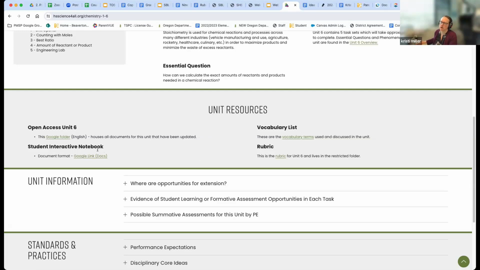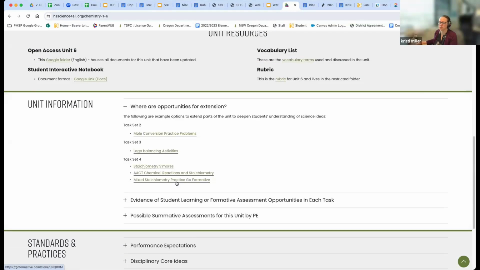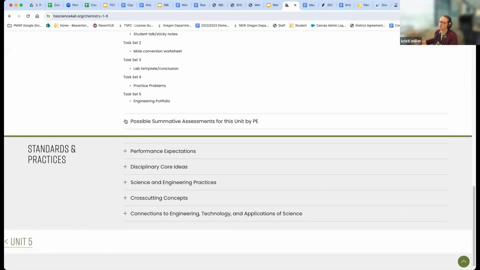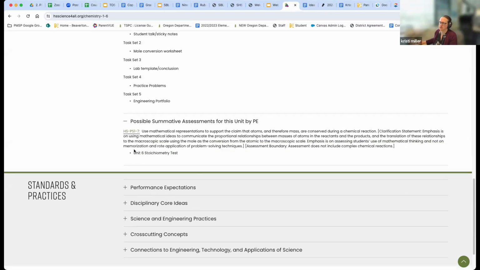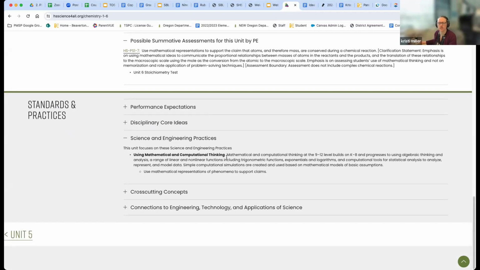Vocab list. If you want to go straight to the Google folder itself where all of the files are, that's there. The INB is there. And then we have some drop-down things here for how can I do extensions with my students? How will I know if my students have learned things? What are some possible assessments? We just have this one, the unit test right now, etc. Then we have our SEPs. What SEPs are we working on? So if you want to dig in a little bit more to the NGSS side, all of that is here.